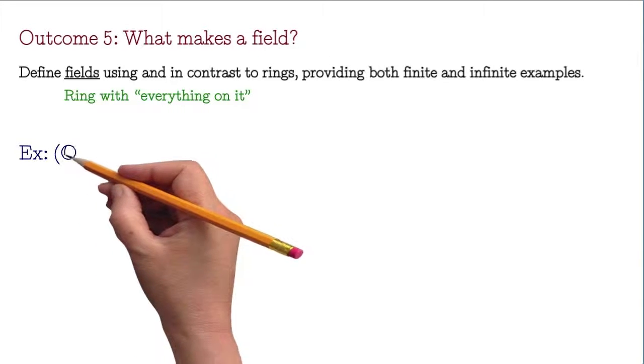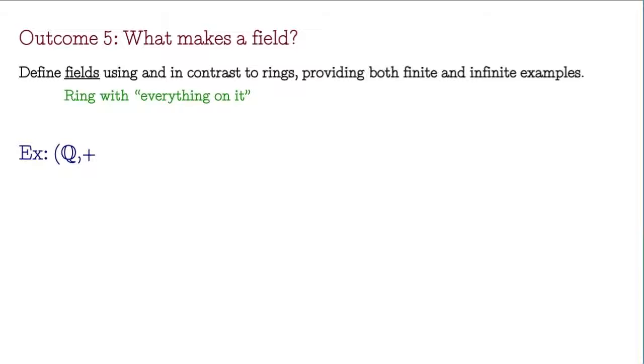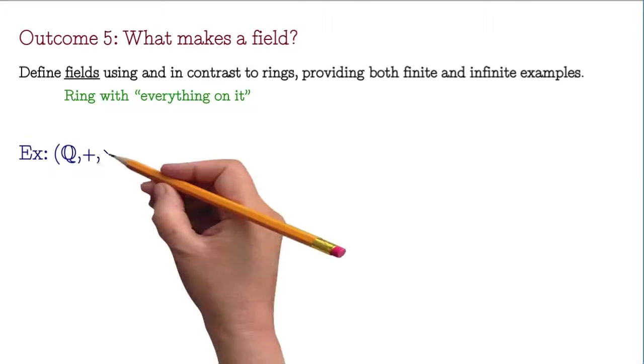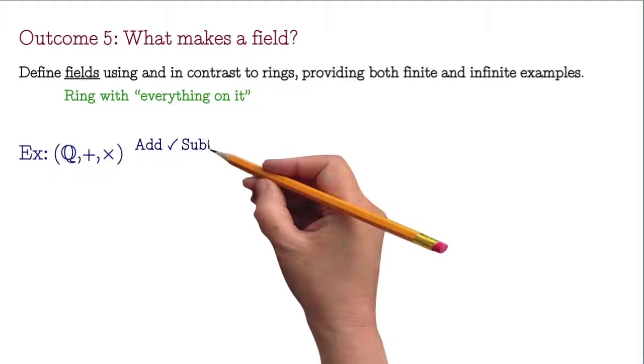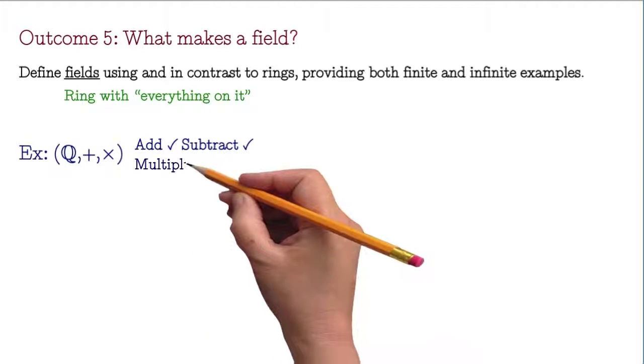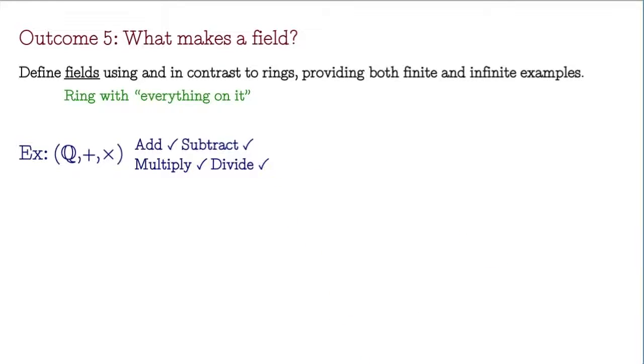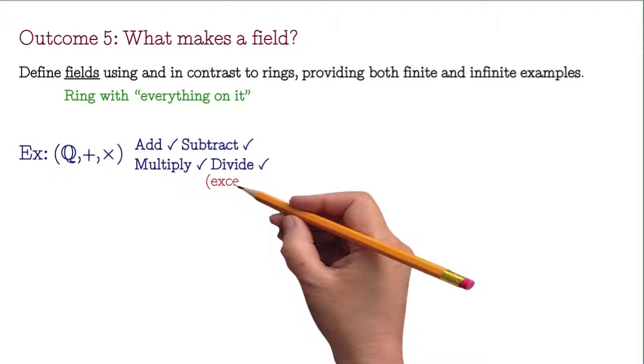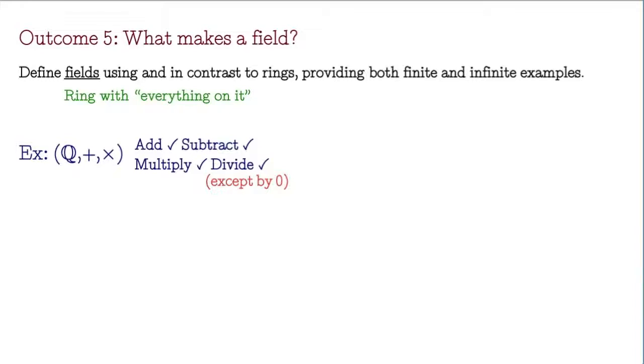So a classic example is the rationals. The rational numbers with addition certainly are an abelian group. If we endow that with multiplication, we get a ring. But we get something better than a ring, because not only can we add, subtract, and multiply just like we could in the integers, we can also now divide any rational number by another rational number, and the answer is going to be a rational number. There's of course one exception to that rule, and that is that we can't divide by 0. But everything else we can divide by and get a rational number. So the rationals are a prototypical example of what it means to be a field.